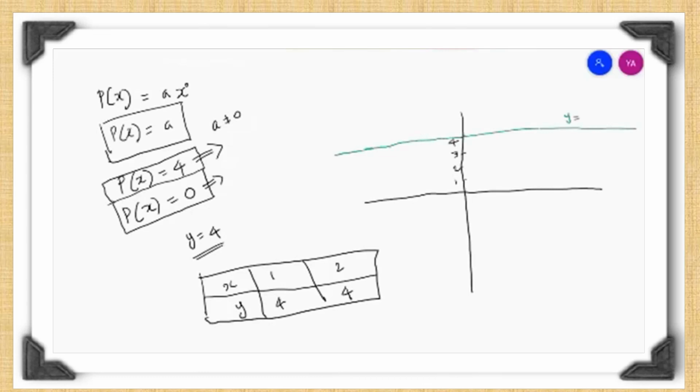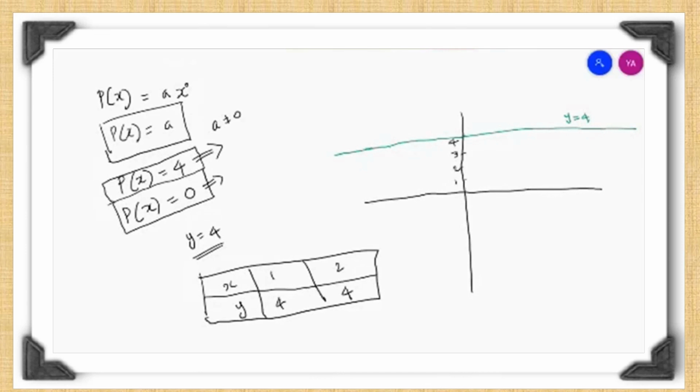In the 9th standard textbook, you have seen that for a constant polynomial, there is no zero. Why? This graph doesn't intersect the x-axis, because this line is parallel to the x-axis. Parallel lines never intersect anywhere, right? So for a constant polynomial, there is no zero, and that line doesn't intersect the x-axis.